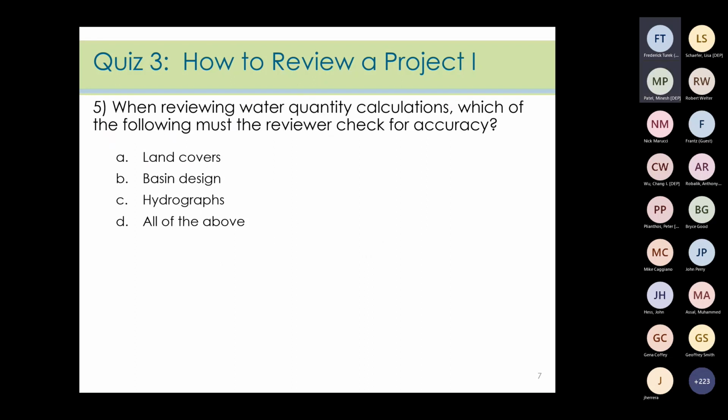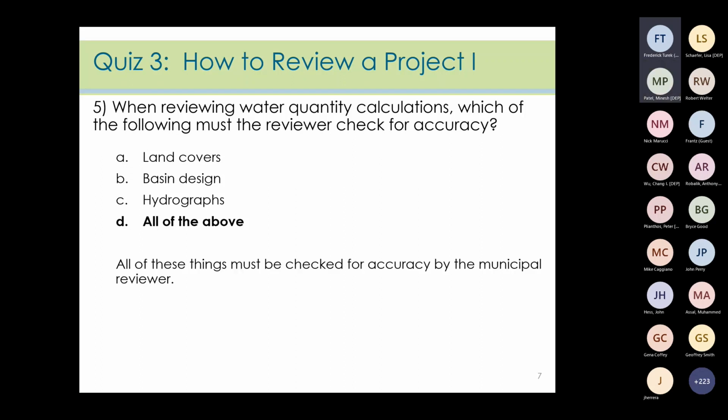Question 5, when reviewing water quantity calculations, which of the following must the reviewer check for accuracy? And it's all the above. There are various things you need to check, and land covers, basin design, and hydrographs must all be checked for accuracy in a site review for water quantity.